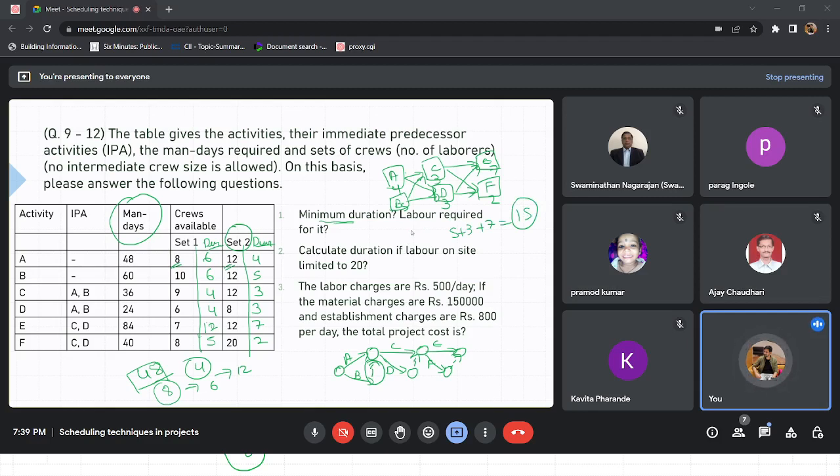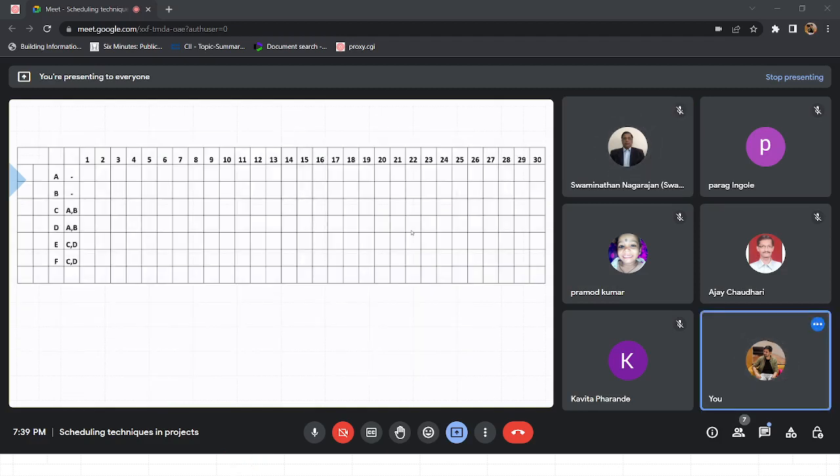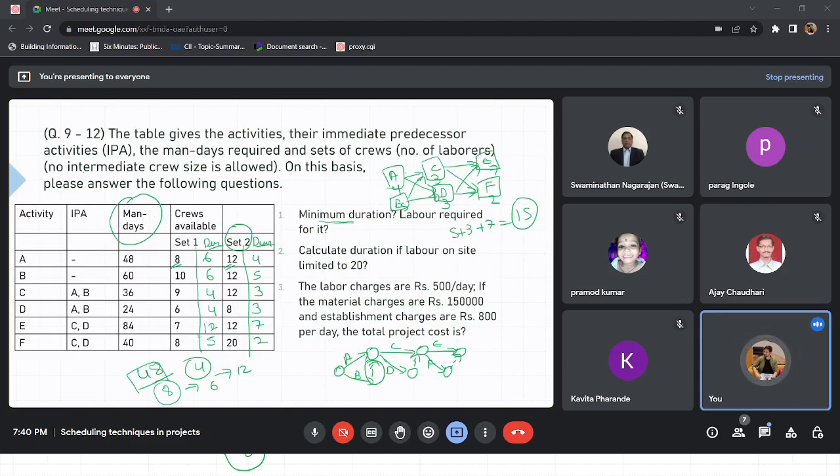Now the question is, what is the labor requirement? We already know which set we are going to apply, so we can determine the labor. This is a calendar I brought, again a cheat code for me. So I'll start filling our labor requirements here. Activity A starts on when? Let me have another look here.